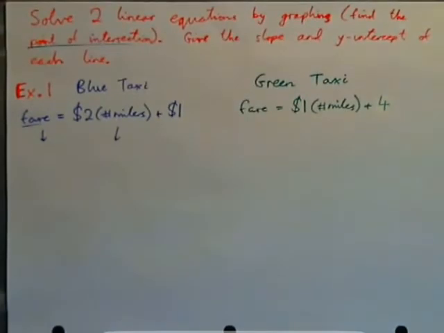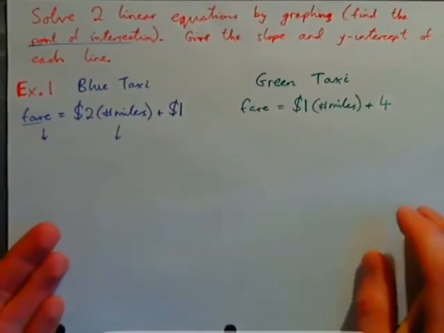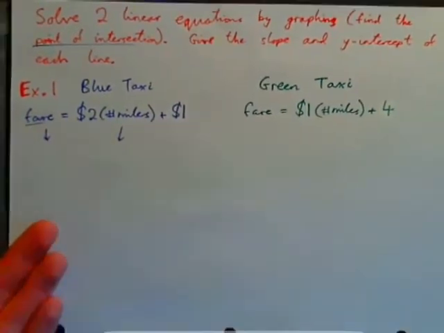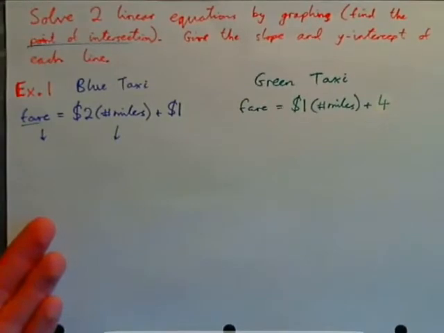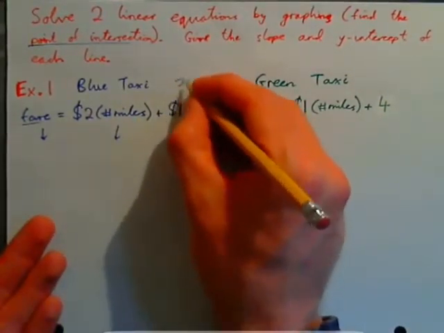Just to understand this blue taxi, if you went 10 miles in this taxi, what would the fare be? Write it down. It's $2 per mile plus a dollar base fee. If you went 10 miles, what would the fare be? Well, 2 times 10 is 20. 20 plus 1 would be $21, right?